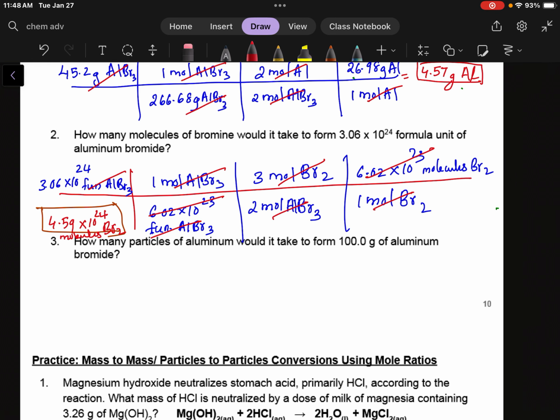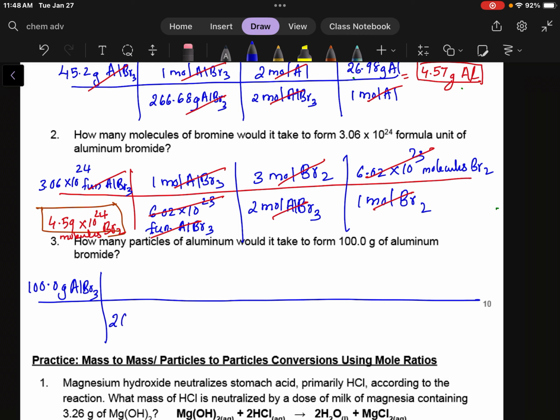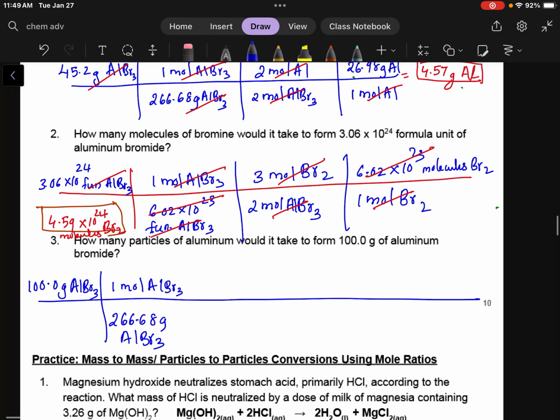So now we will do a mixed question, which is going from grams to particles. Let's start, which says 100.0 gram of aluminum bromide. We know the mass of aluminum bromide, which is 266.68 gram of aluminum bromide. That is 1 mole of aluminum bromide. Now we have moles.